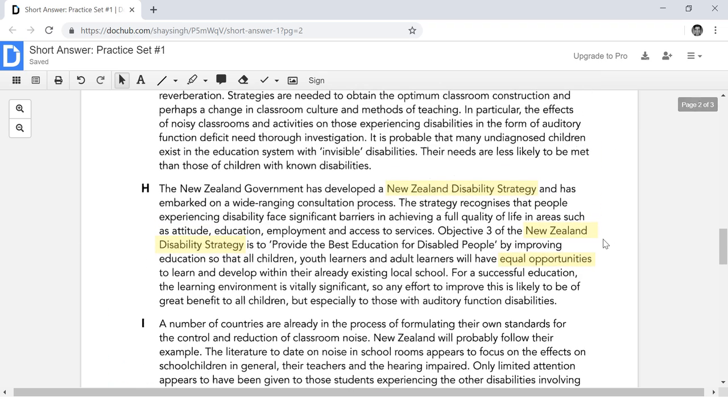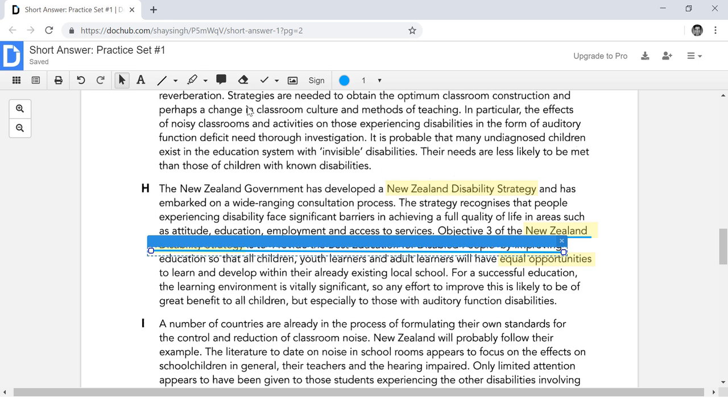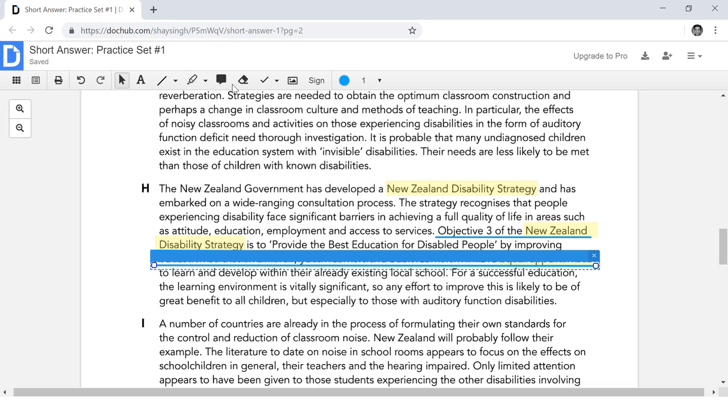Let's see what that is. I'm going to start reading this part here. I want to read this sentence because in this sentence, we have the keyword New Zealand disability strategy, and we also have our other keyword equal opportunities. So honestly, I think that this is going to be our matching sentence. I think that we're going to find our answer somewhere around here. So I'm going to underline that part, and let's go ahead and read this.